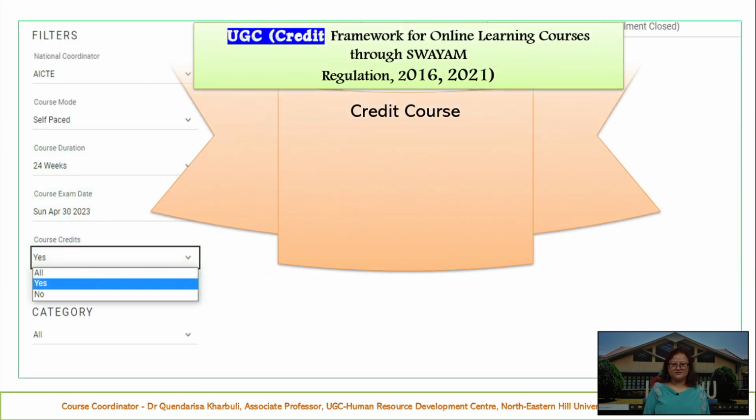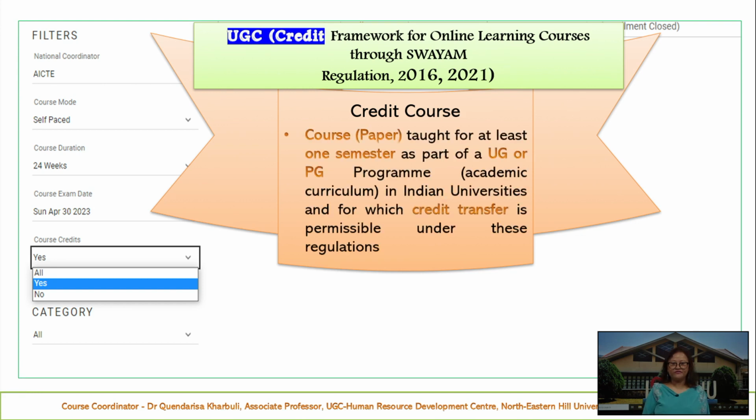So what is a credit course? As per the UGC credit framework for online learning courses, credit courses are defined as a paper that is being taught for one semester as part of the undergraduate or the postgraduate program in Indian universities, and for which credit transfer is permissible under these regulations. Of course, we students are more familiar with the term paper because this is used in our conventional education, but in the online courses the term course is more used for the paper.